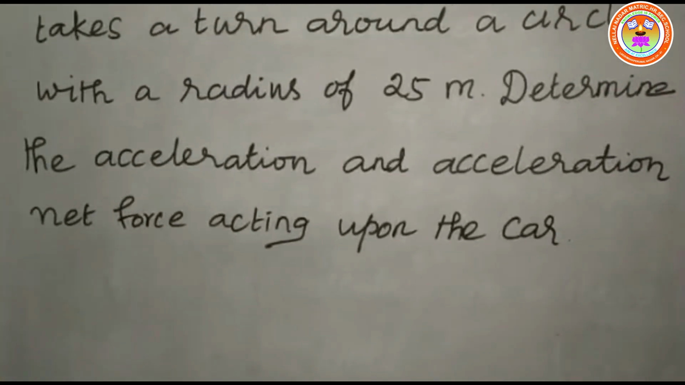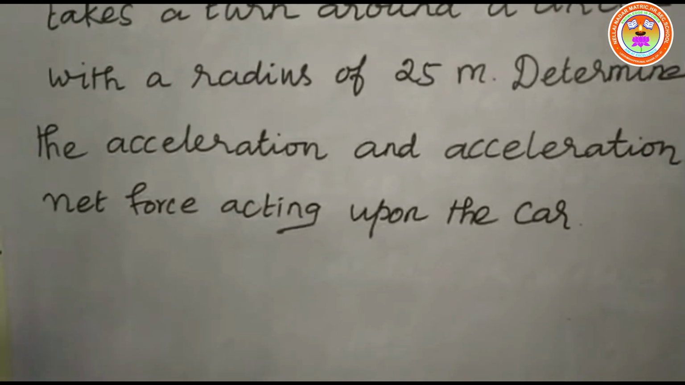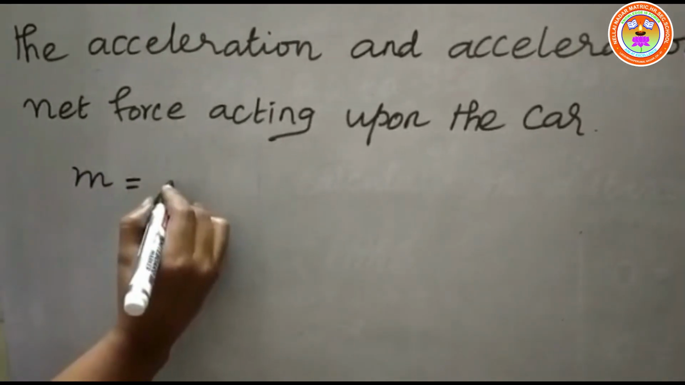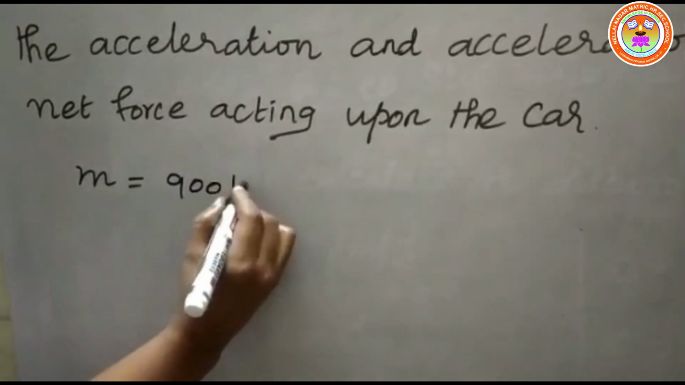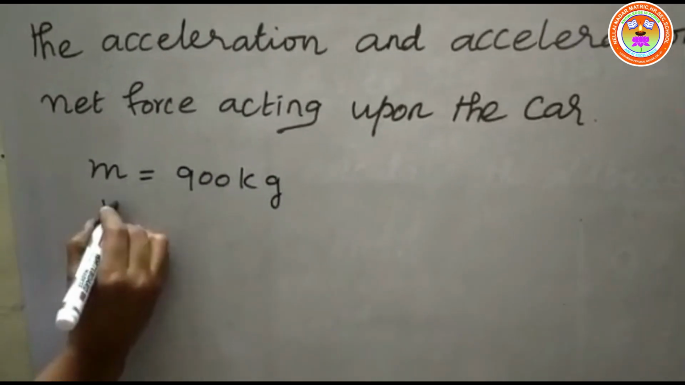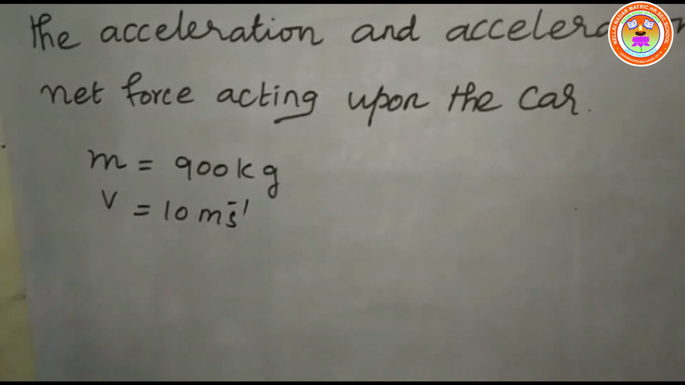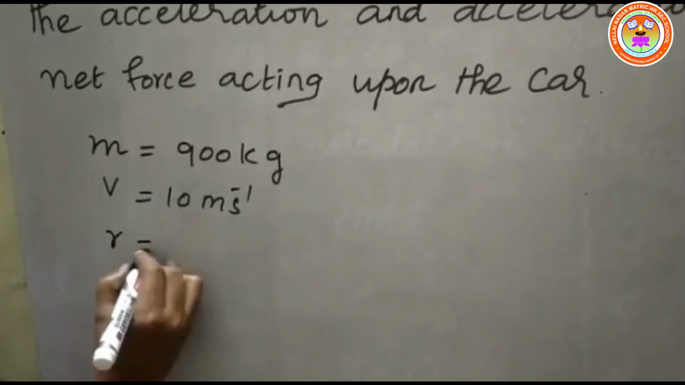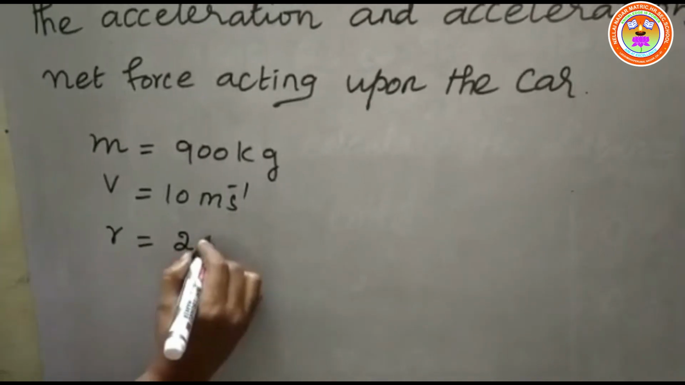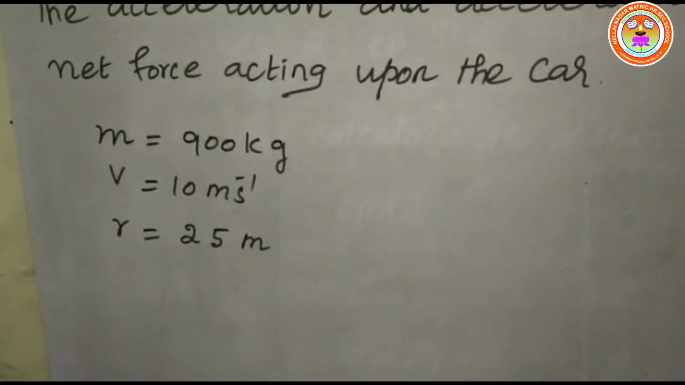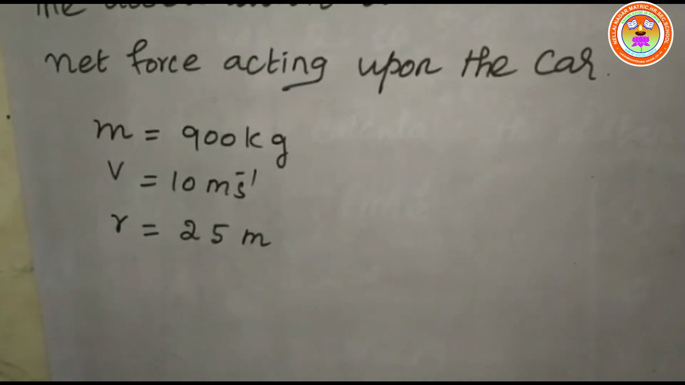So first we are going to write the data given. First we have to write the mass of the car, or weight of an object, that is 900 kilogram, and the velocity value is given, v is equal to 10 meters second power minus 1. The radius of the circular path is given. The radius, as you already know, is denoted by the symbol small r. r is equal to 25 meter. So first what do we have to calculate?